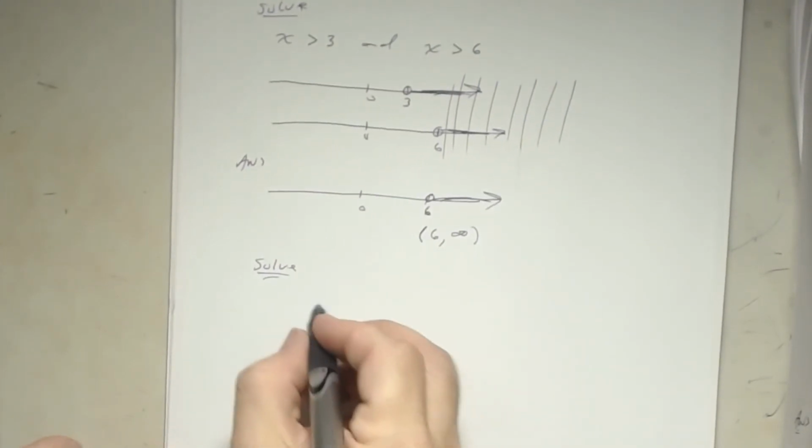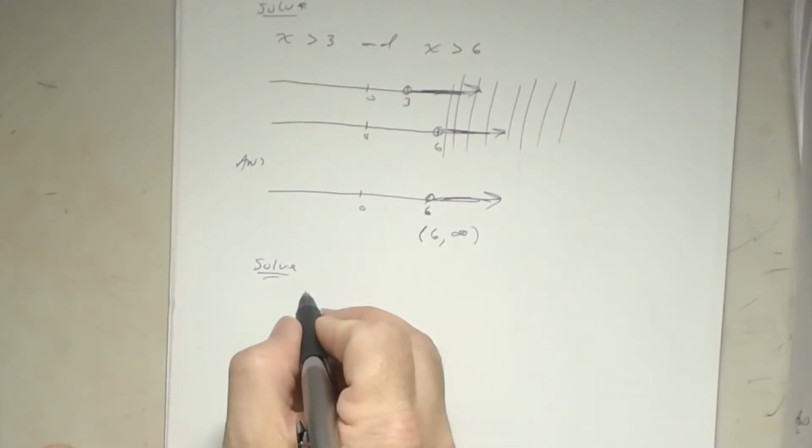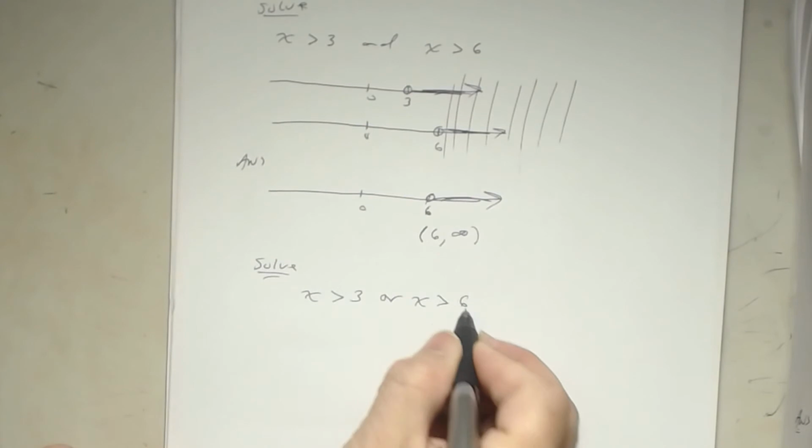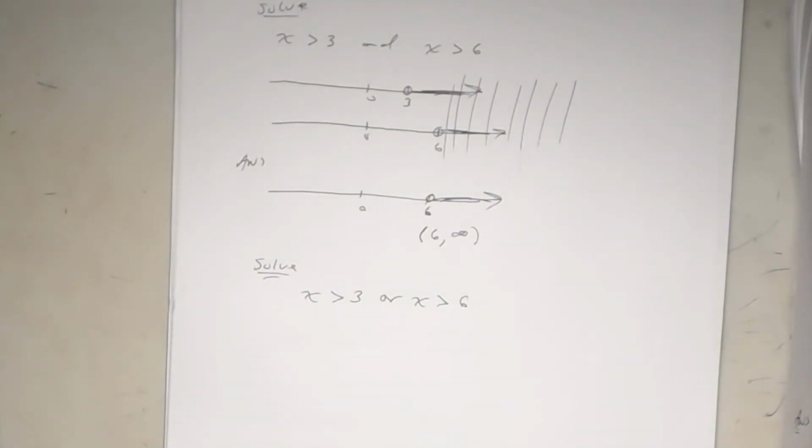Okay, let's look at this one. Suppose I had this time: x is bigger than 3 or x is greater than 6. So same inequalities, except this time I'm using what word? "Or." So again, you still graph each one individually. Make sure you do that. Make sure you graph each one individually.